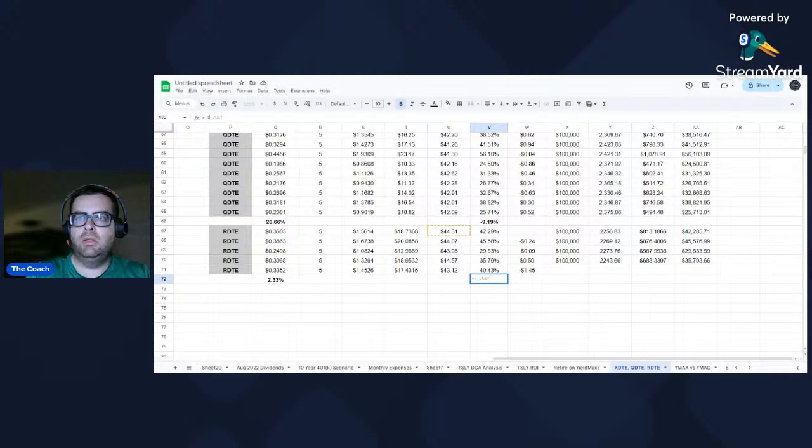Let's see here. Minus 1.19. There we go. Okay, so we are down 2.69%. We went from being up 0.6 to down 2.7%. Big fluctuation, big difference that a week can make for sure.